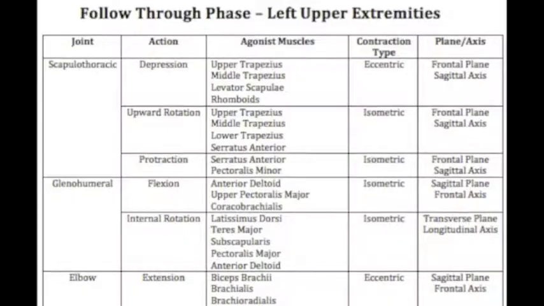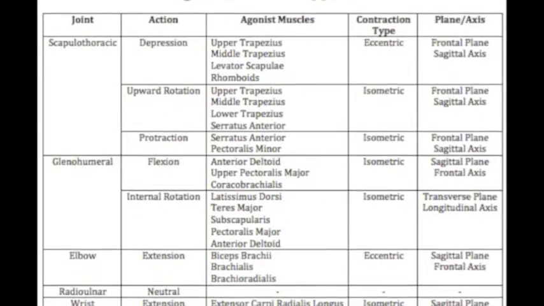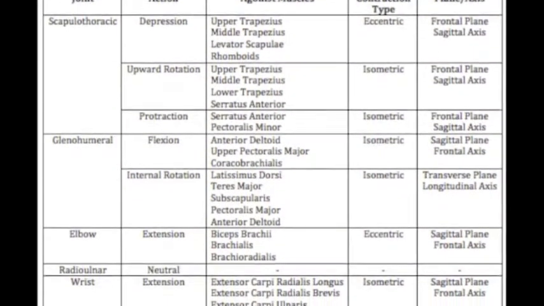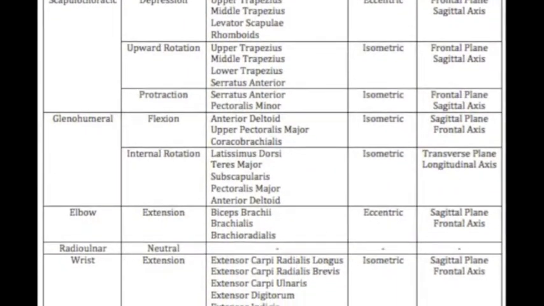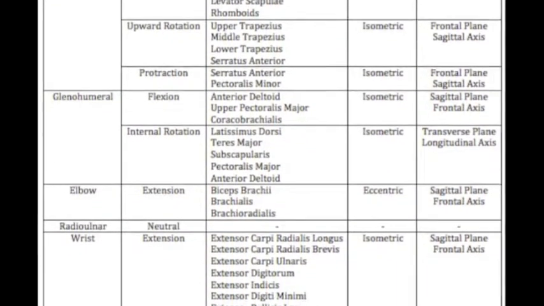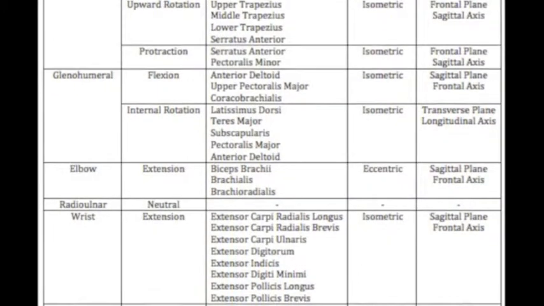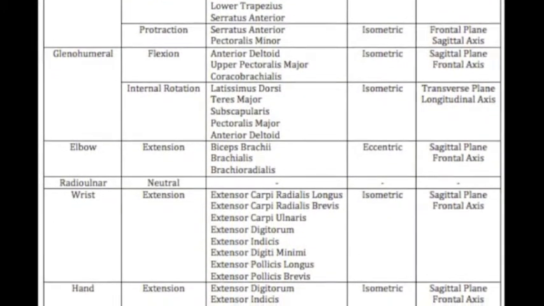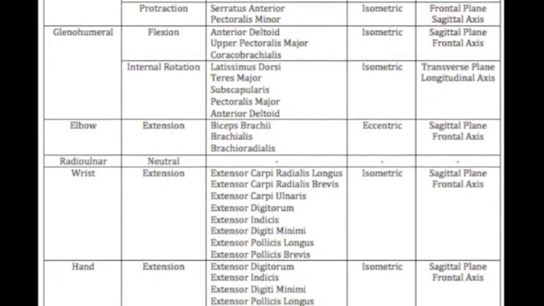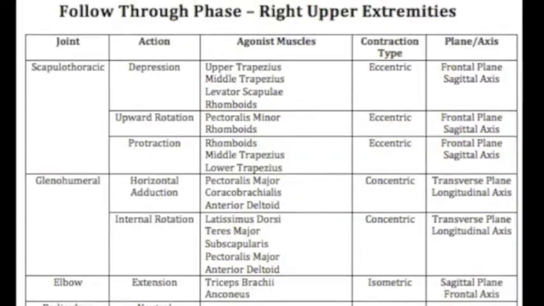Looking at the left lower extremities, there is isometric anterior tilt of the pelvis using the anterior pelvic rotators. There is concentric flexion of the hip using hip flexors. At the knee, there is concentric extension using knee extensors. At the ankle, there is concentric plantar flexion using the plantar flexors.